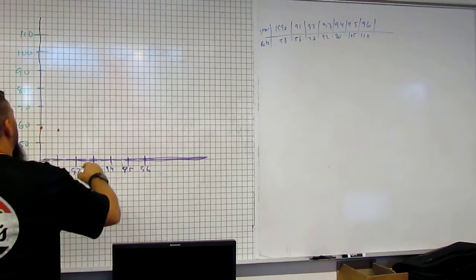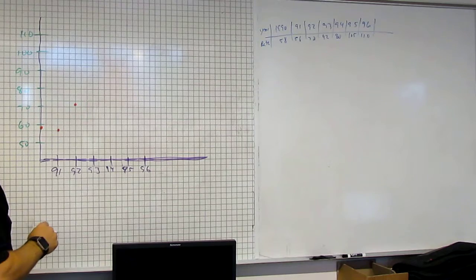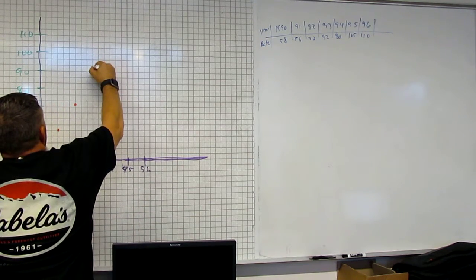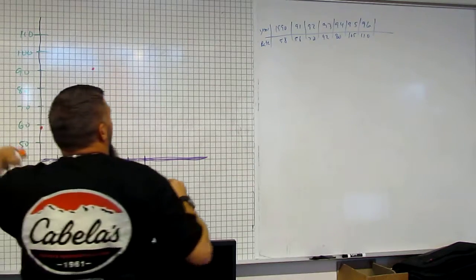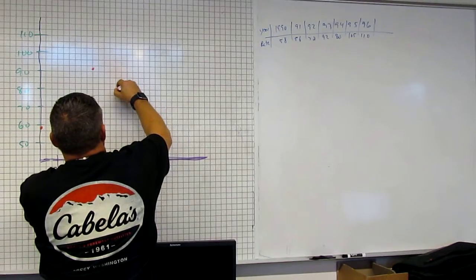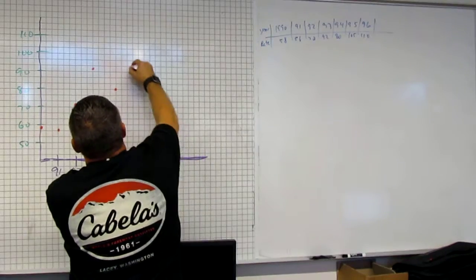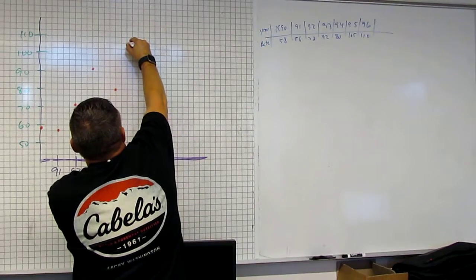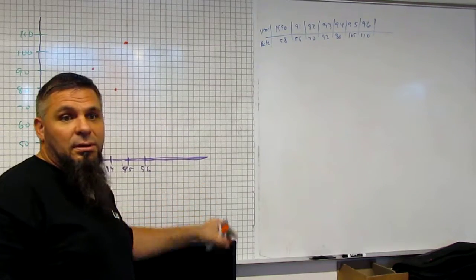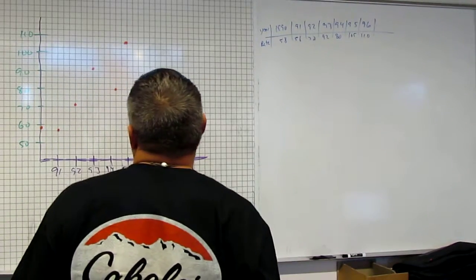92 is 72. Okay, 93 is 92. 94 is 80. 95 is 105. Is it 205? Yeah. And 210? Uh-oh. That's going to mess up my whole scale.